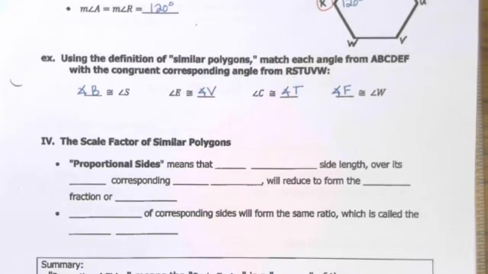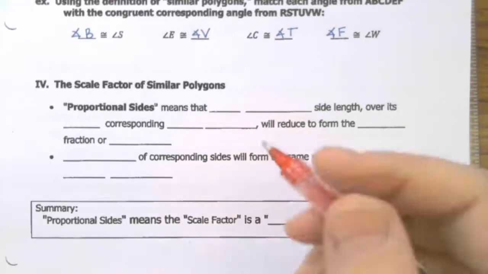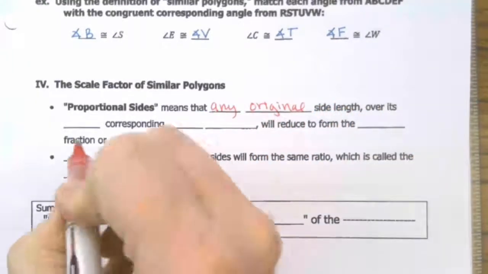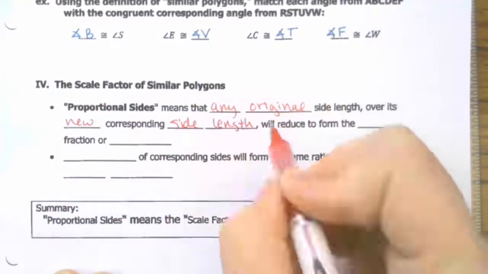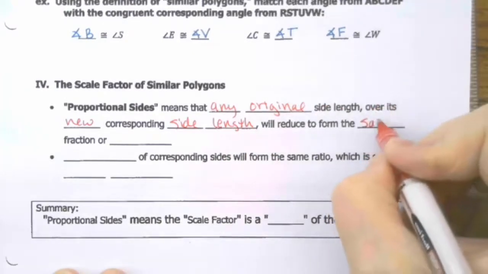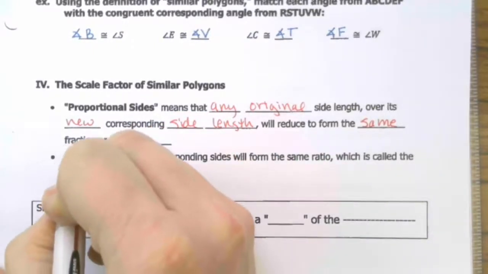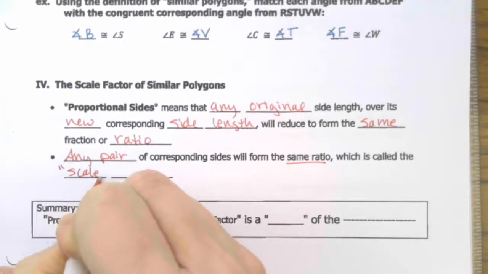All right, Roman numeral 4. The scale factor of similar polygons. Okay, proportional sides, which is part of the definition of similar figures, proportional sides means that any original side length over its new corresponding side length, so old over new, will reduce to form the same fraction or ratio. Any pair of corresponding sides will form the same ratio, which is called the scale factor.